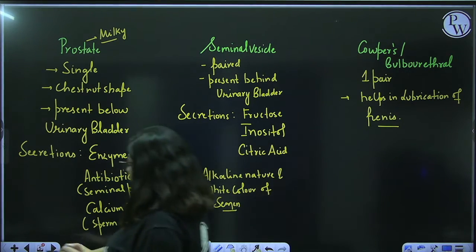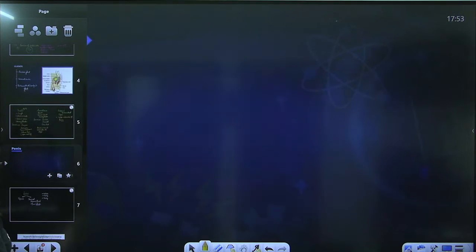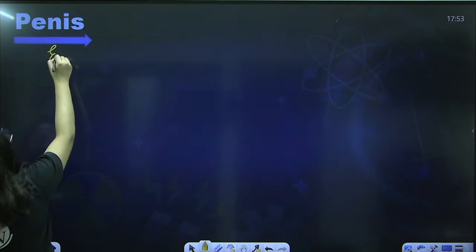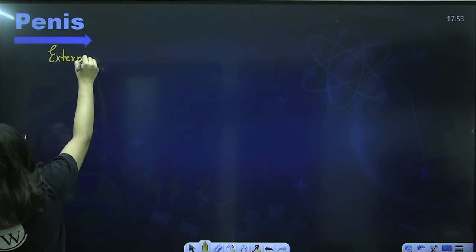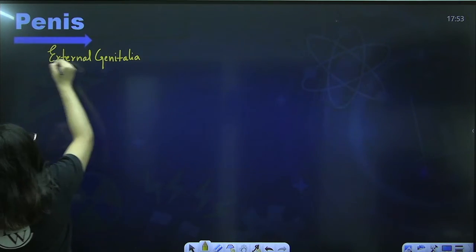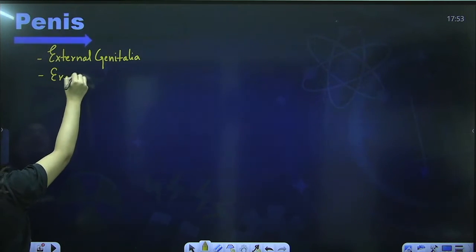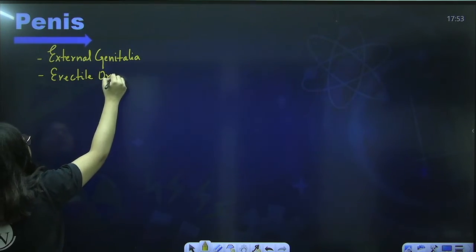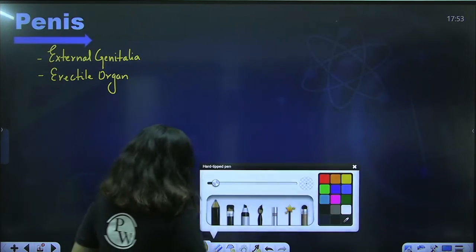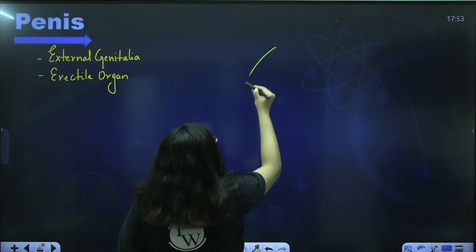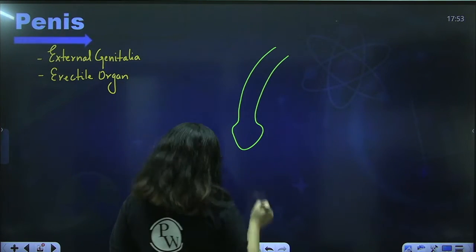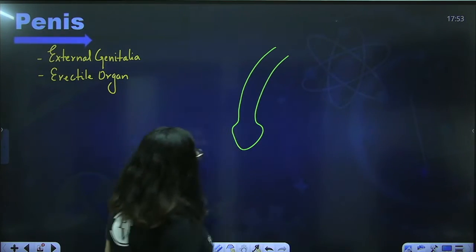Now, let's talk about the penis, guys. Okay, what about the penis? Penis is the external genitalia, and it is an erectile organ. What is an erectile organ? This is a very important feature of the penis. Let me just draw the diagram of the penis first. So, if you have seen the diagram of the penis, this is how it looks like, right? So, this is how the penis looks.